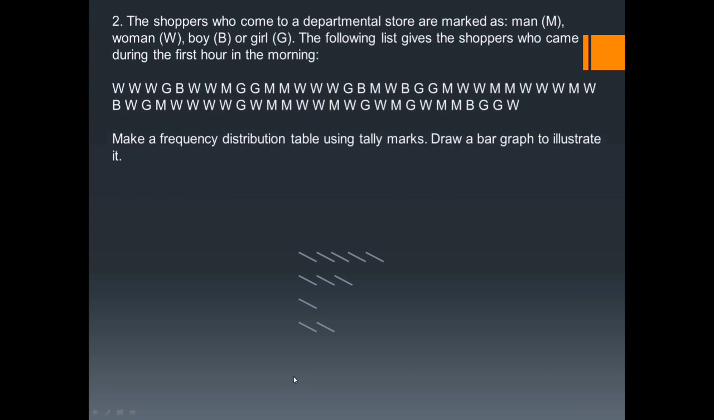Question number 2. What is there in question number 2? The shoppers who come to a departmental store are marked as man M, woman W, boy B, or girl G. The following list gives the shoppers who came during the first hour in the morning.